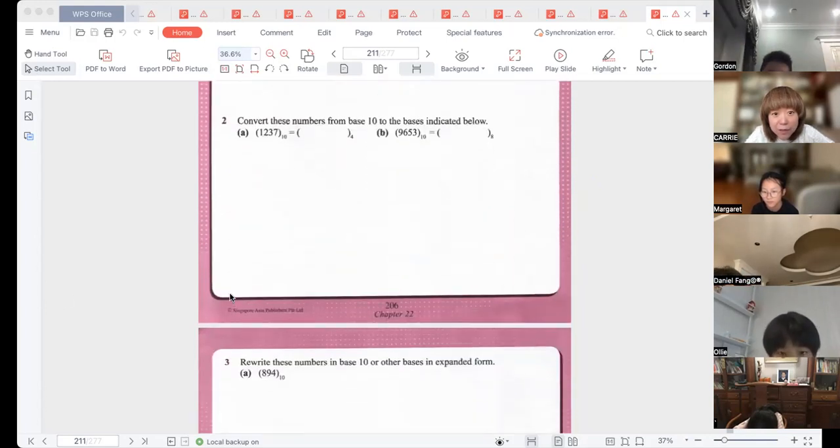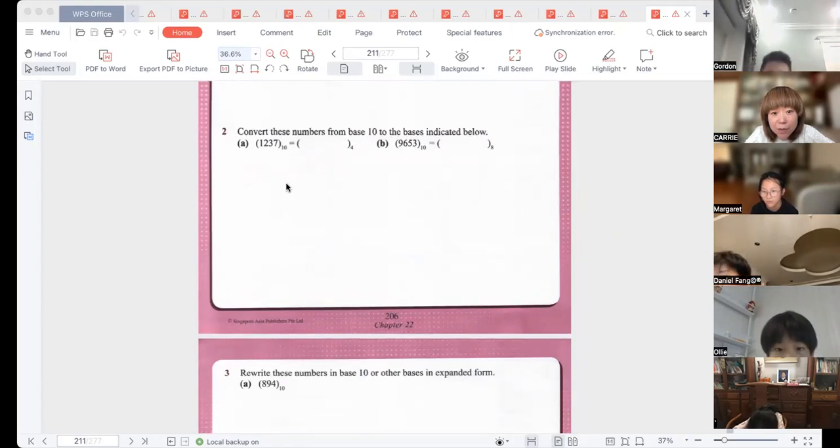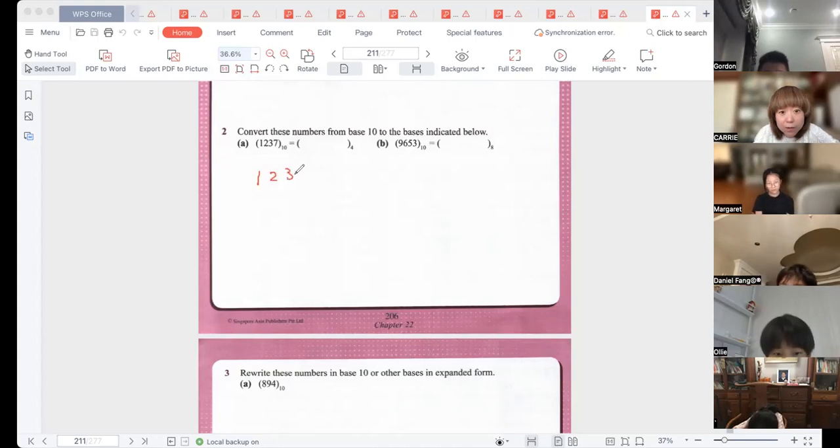So now let's take a look at this one. How to transfer this one into base 4. How to transfer the base 10 number into base 4. So 1, 2, 3, 7. Divided by what? Divided by 4. So 3, 0, and 9, and remainder 1.